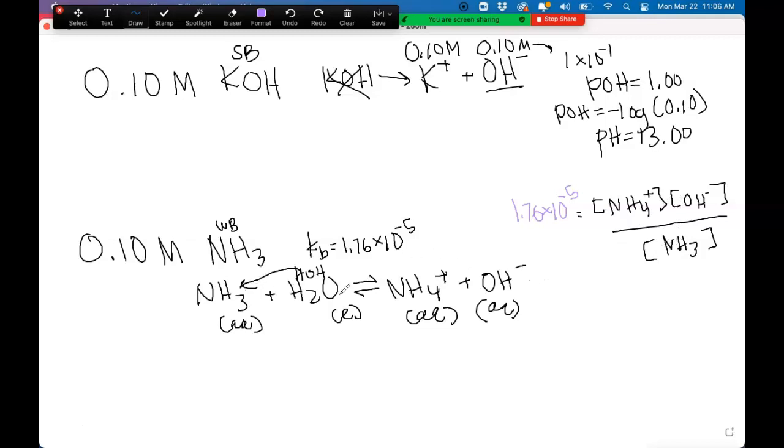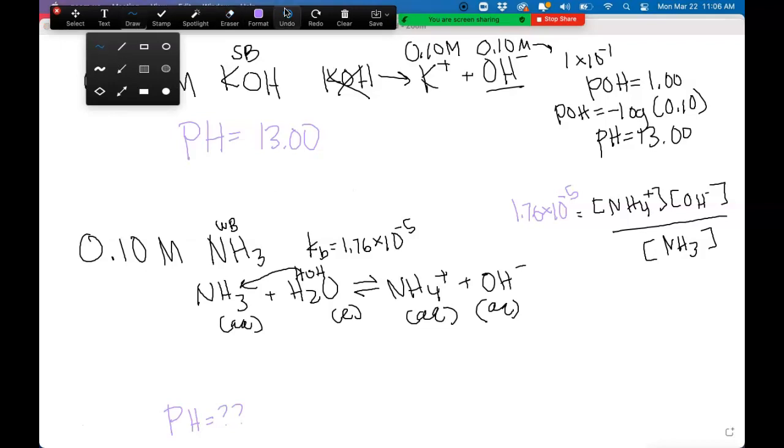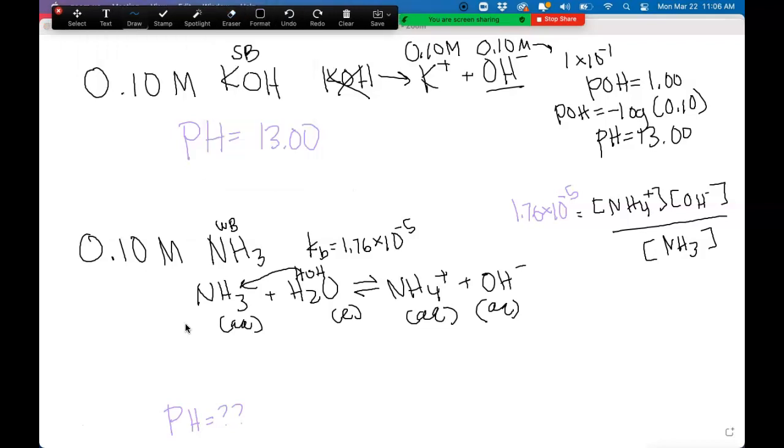And then the next thing I want to do is, again, so we were trying to find pH, right? So the pH for this top one is 13. And we're trying to find this guy's pH. That's the whole point. I want to know this guy's pH. So if it goes to equilibrium, an ice chart is helpful. So let's do it. ICE.